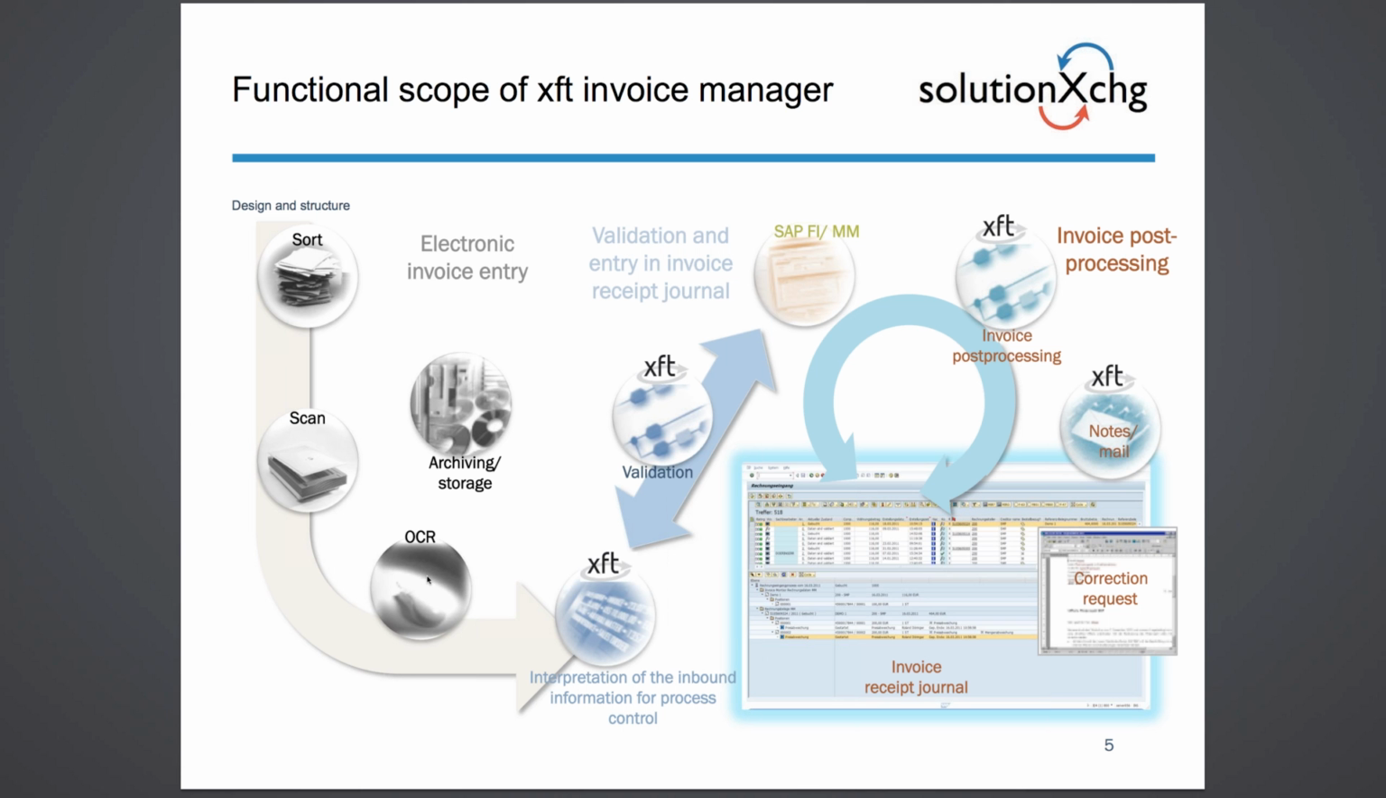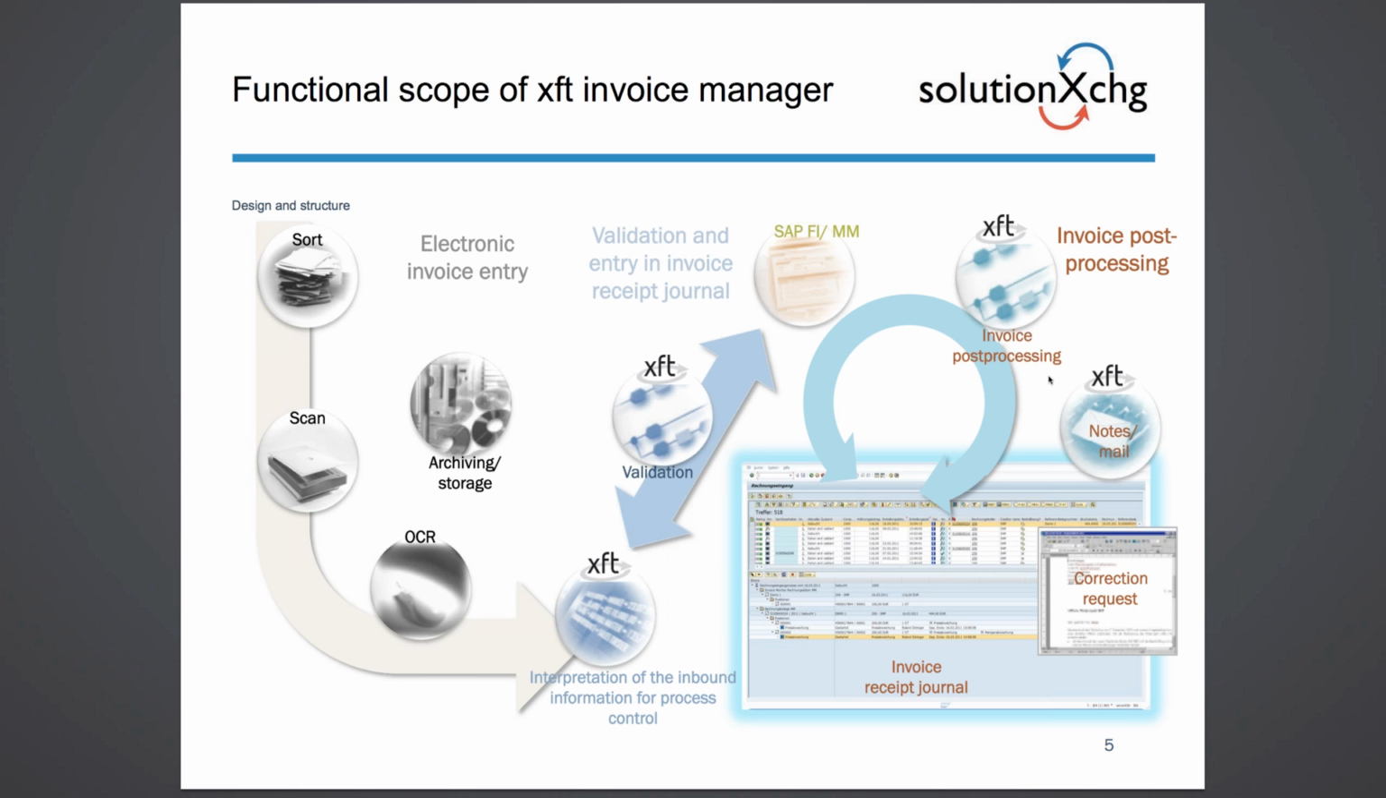Once the OCR information is made ready for processing, it's handed over to the XFT add-on module in SAP, where it undergoes additional validation and is then entered into an invoice receipt journal, where you can track all your invoices, you can process them, you can see the status, you can see what relevant correlated information, be that the PO, the goods receipt, or workflow history on an approval process.